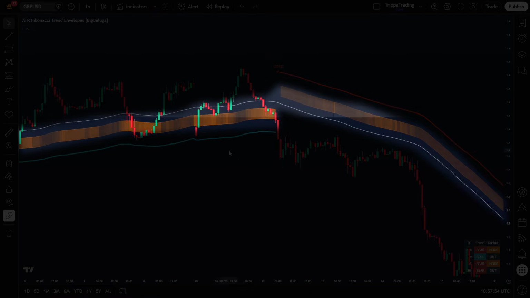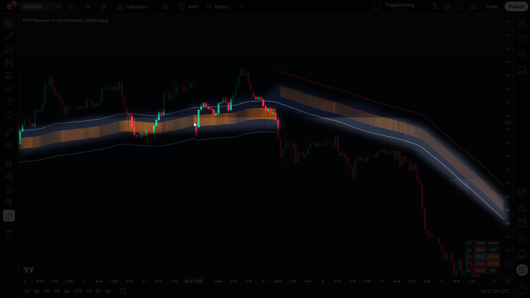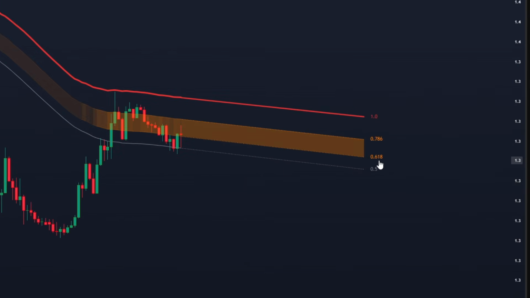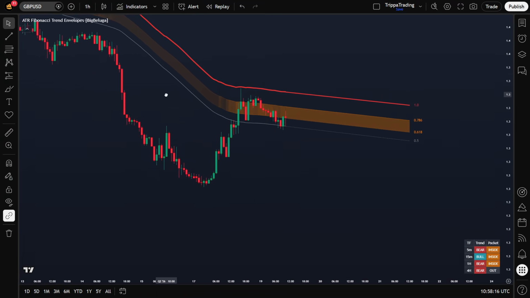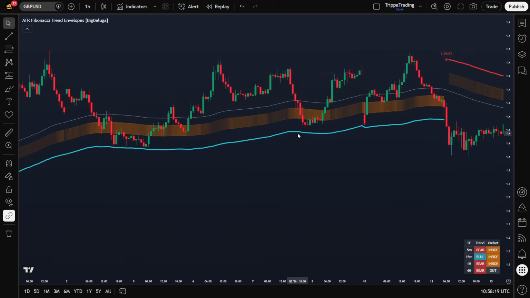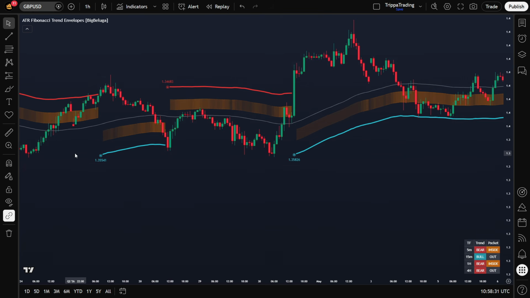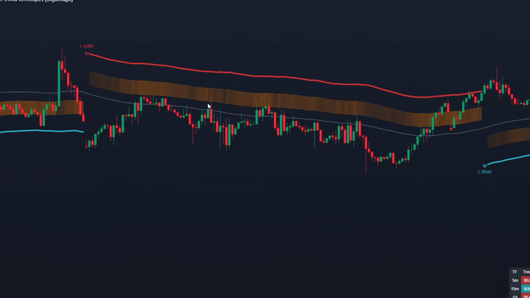Then we have the pocket. This brown zone, together with the gray line running through it, is built using ATR and Fibonacci ratios. You can see levels like 0.618 and 0.786, and the gray line represents the 0.5 area. So this whole zone is not random. It is a structured pullback area. In this strategy, the trend line helps us identify trend direction and possible trend change, and the pocket helps us identify where a pullback may be ending. And that is the real value here. The indicator is not just saying trend is up or trend is down. It is also showing where price may pull back before continuing.